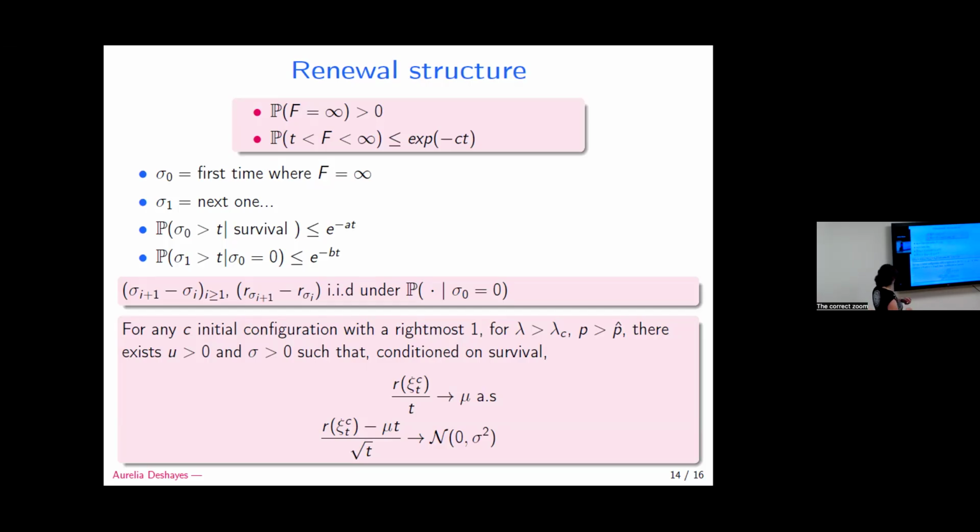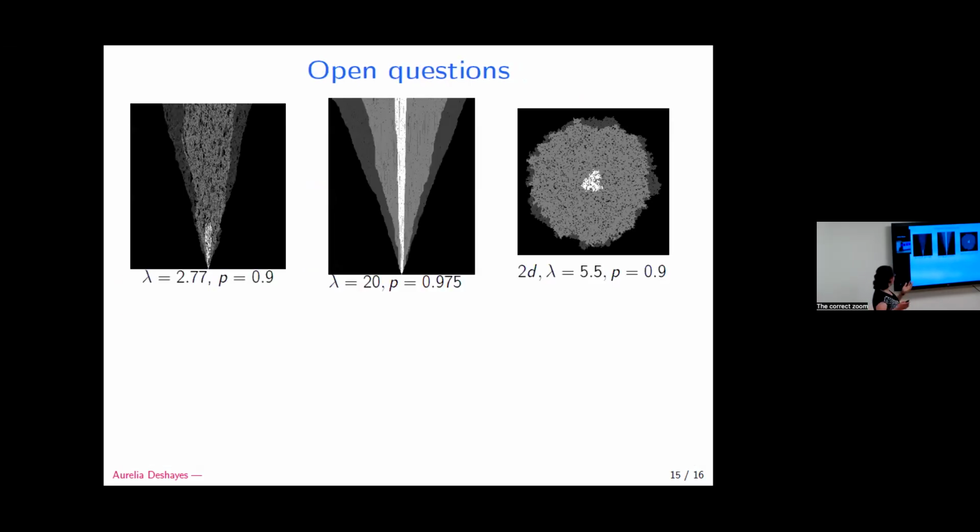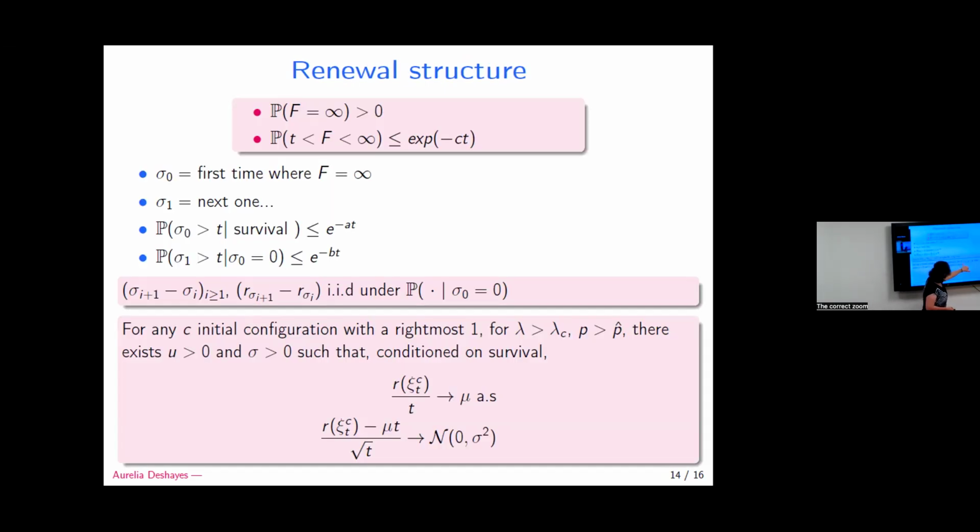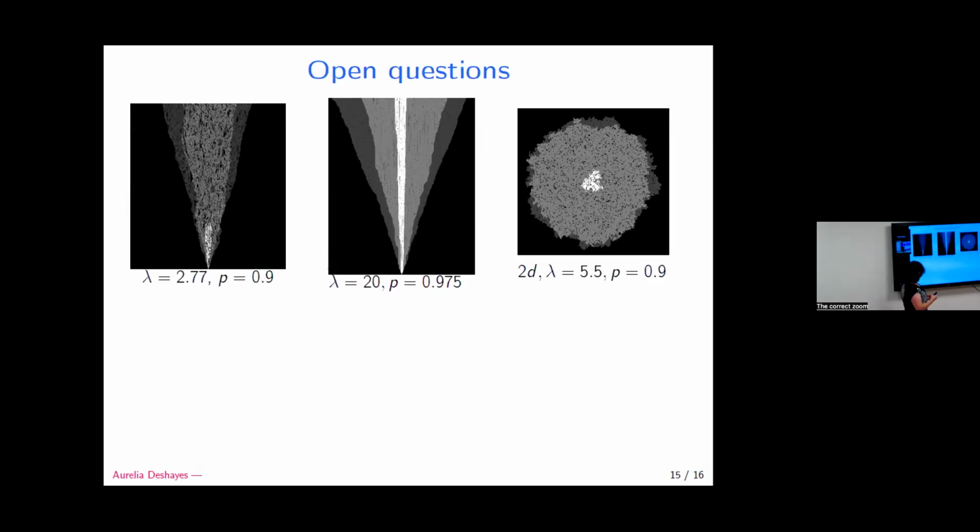Okay, so I will end with some open questions. This proof is only true for lambda bigger than lambda c and p bigger than p hat, because I need the behavior of the spawn process that is known through computation. But in fact, here you see that the IS can survive without the spawn, and obviously we want to prove that there is linearity even when the spawn dies.